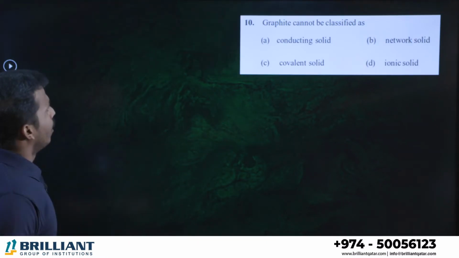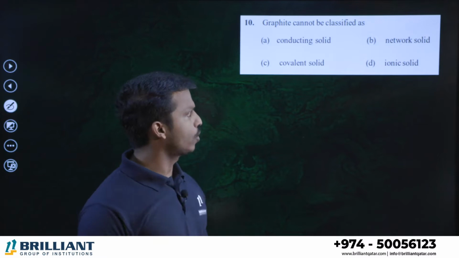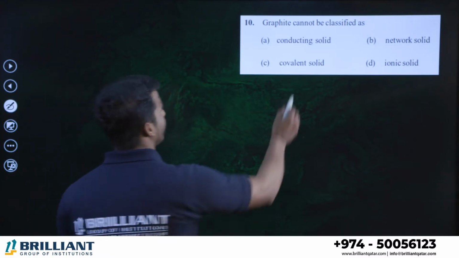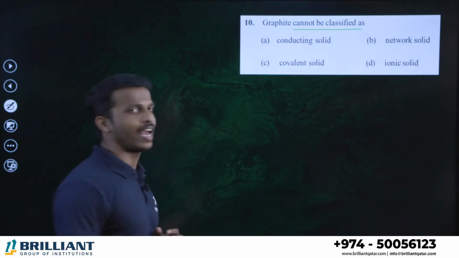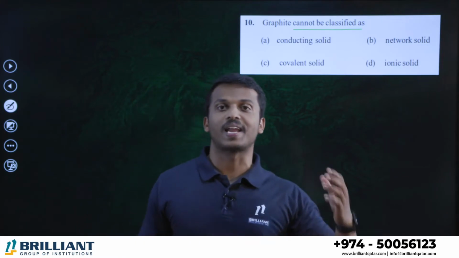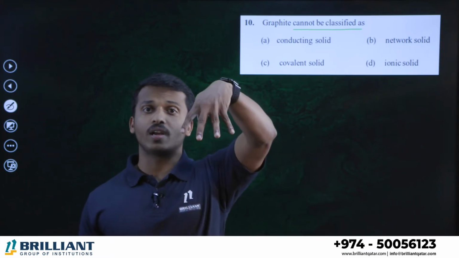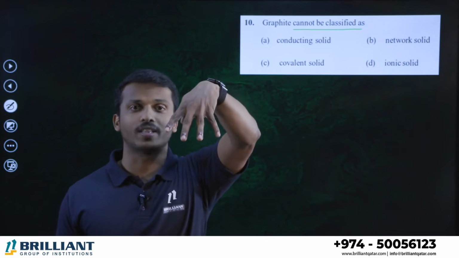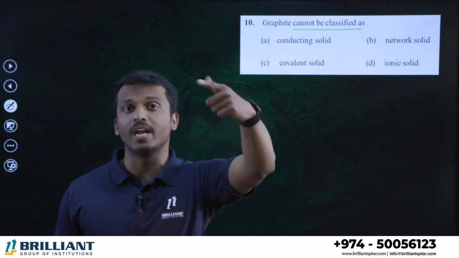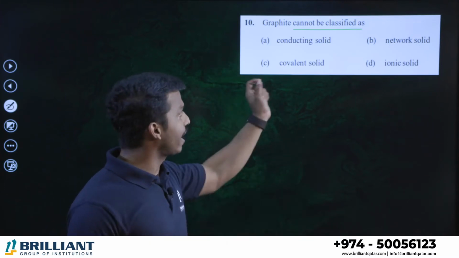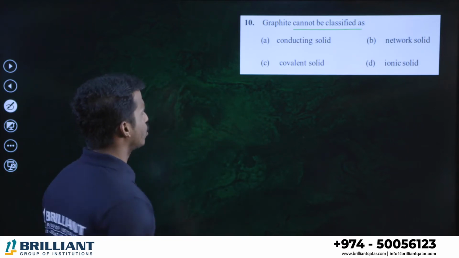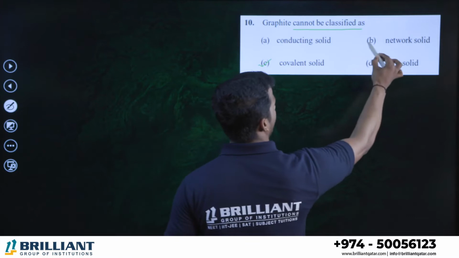Next one. Question number 10, graphite. So I think it's related to the solid state chapter. Graphite cannot be classified as. You studied, there is a further classification of crystalline solid. Crystalline solid, again we classify into 4 types, dear all of you. What are they? Molecular solid, ionic solid, covalent or network solid, and metallic solid. Graphite, you studied, is a covalent or network solid. Correct. So it is a covalent solid, it is a network solid.